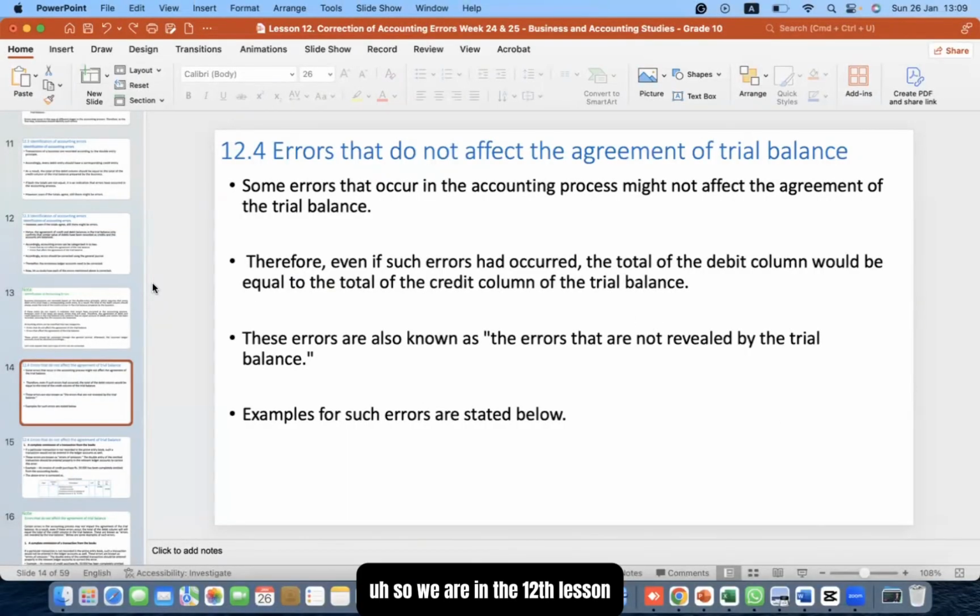So we are in the 12th lesson, correction of accounting errors. And last week we did the errors that do not affect the agreement of the trial balance. So what are these errors? Again, some errors that may occur in the accounting process might not affect the agreement of the trial balance.